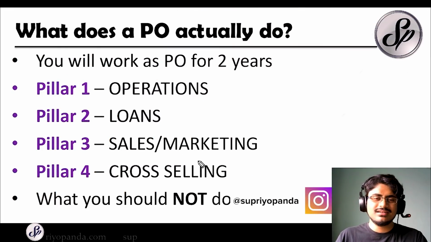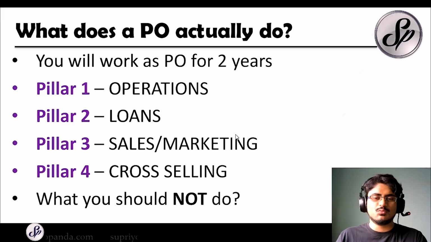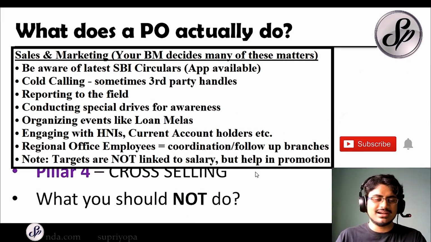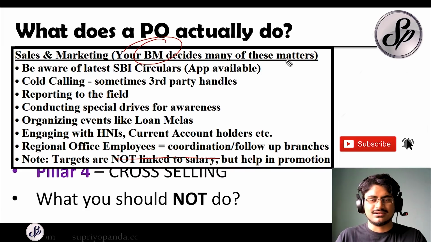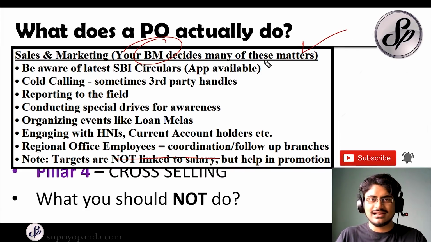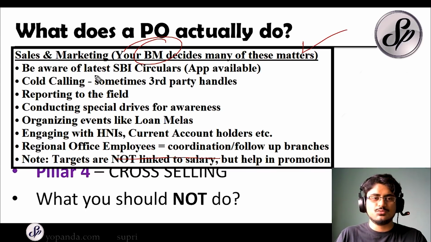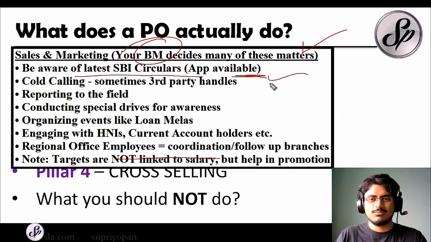Now the third pillar is sales and marketing. So what are you supposed to do in sales and marketing? Remember, in sales and marketing, your branch manager decides many of these matters. So which are the kinds of things you have to do? Only your branch manager can tell you. So your responsibility is to be aware of the latest SBI circulars. There's an app available. You can read about all the products that are available at SBI. So you have to be very, very conversant, because you are selling them, right?